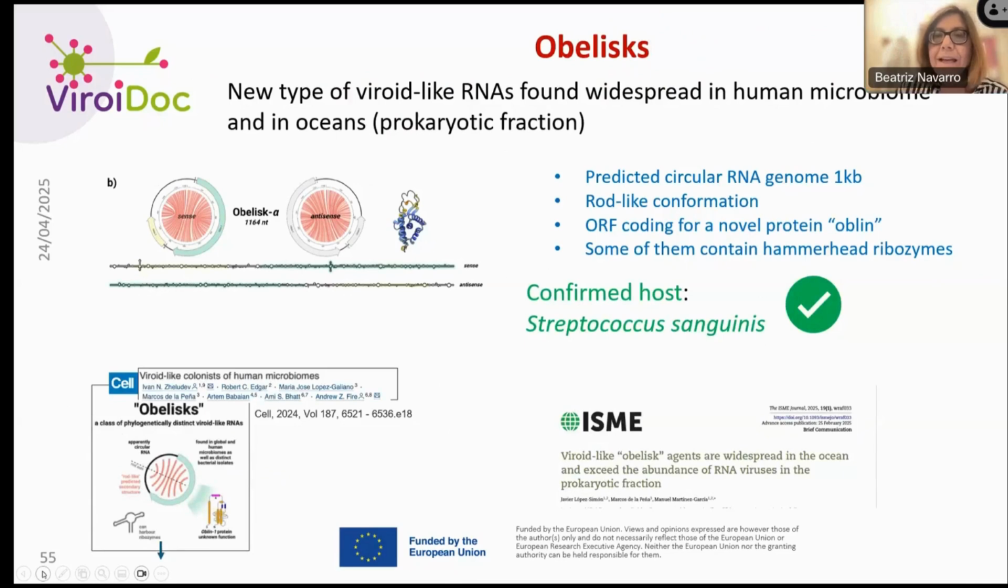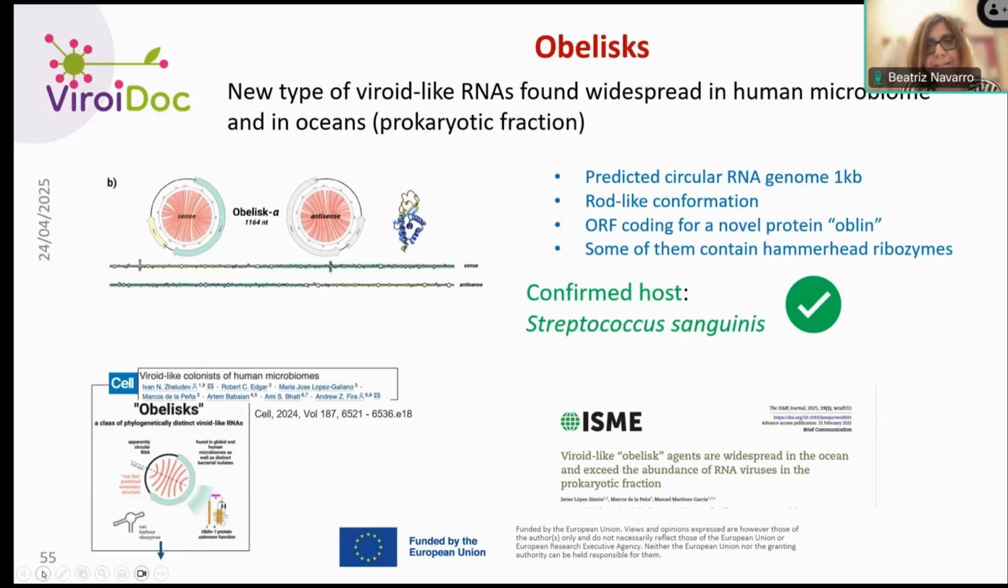And last year, another study, a high-throughput search in databases based on a non-homology bioinformatic tool, identified a novel type of viroid-like RNAs, widespread in the human microbiome. And now this year, a few months ago, another group published that this new type of viroid-like RNAs was found in the oceans, in the prokaryotic fraction. This new type of viroid-like RNAs they call obelisks.